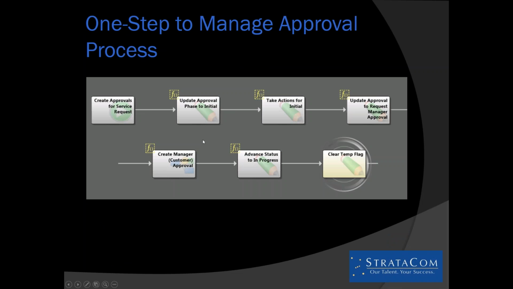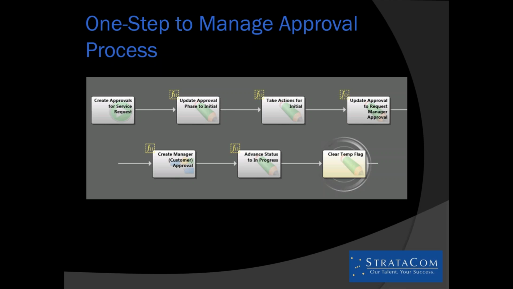So now we get into this one step to manage the approval process. Christian, this might be part of your question that you had. So this is a workflow that we have attached to our service requests. And as you can see, it's called create approvals for a service request. The very first thing I did is I created a field in my incident called task phase. And this allows me to manage things outside of my normal statuses for my ticket.